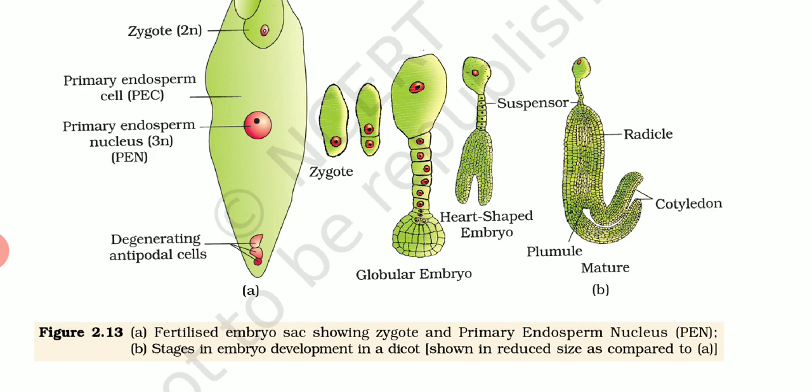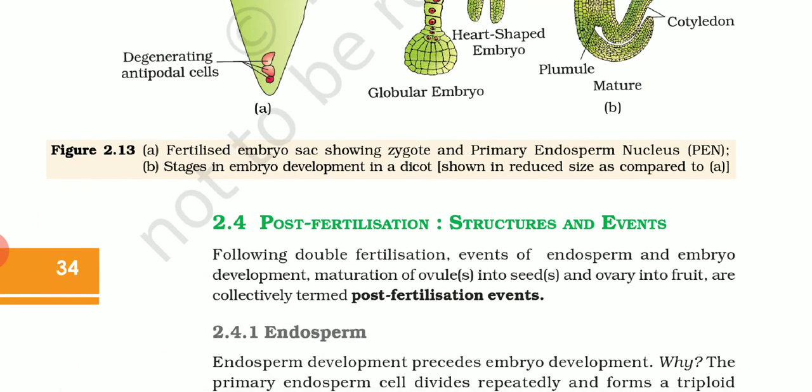Okay, and then we have a mature embryo, and you can see in all these stages the presence of two cotyledons, isn't it? So that means these are the stages that will be seen in the case of a dicot embryo. Okay, so like that, slowly the embryo is formed inside.